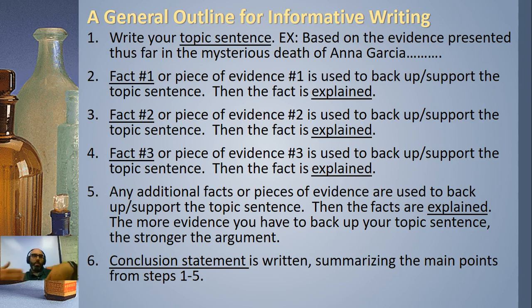So let's go back to step 1 real quick. Based on the evidence presented thus far in the mysterious death of Anna Garcia, the most likely manner of death is, let's say I'm going with accidental. You would continue that sentence with the cause of death. The cause of death is a specific thing within that manner of death. If you're going with something like accidental, you could go with blunt force trauma to the head due to falling down the stairs. If it were homicide, you could say, in the mysterious death of Anna Garcia, the most likely manner of death was homicide caused by a gunshot wound to the chest.